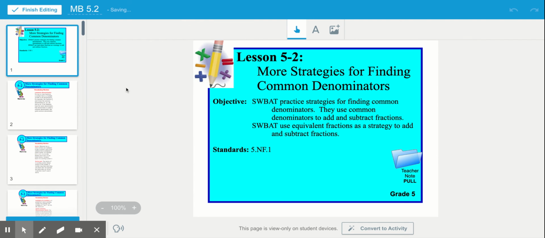So in this lesson, we just did more strategies for finding common denominators. Hopefully some of this was review for you. If you feel like you're struggling, don't forget you can check out Khan Academy for common denominator and equivalent fraction videos. Don't forget to check out your assignment to find out what other tasks you need to do for today.